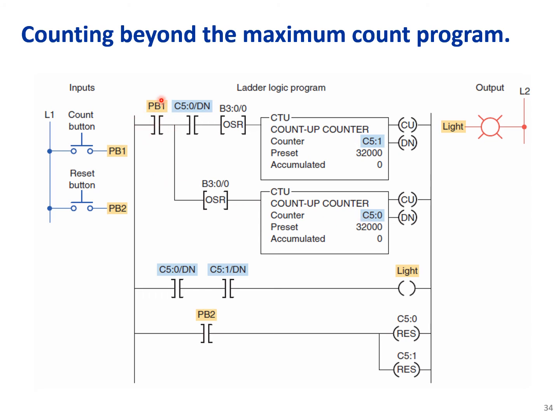Every time we press the push button 1, we are up counting this 5-0 counter. Once it reaches the preset value, the down bit will be true, and then we could start counting on the second counter. So by this technique, we could count up to 64,000.